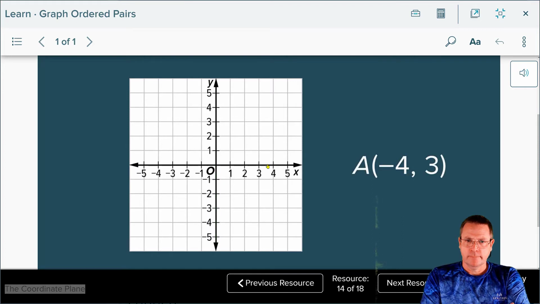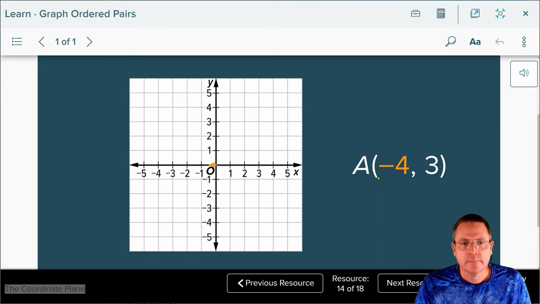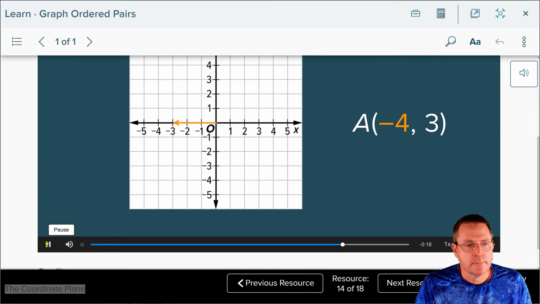Graph point A, (-4, 3). Start with the x coordinate. Since the x coordinate is negative, move left 4 units on the x-axis.